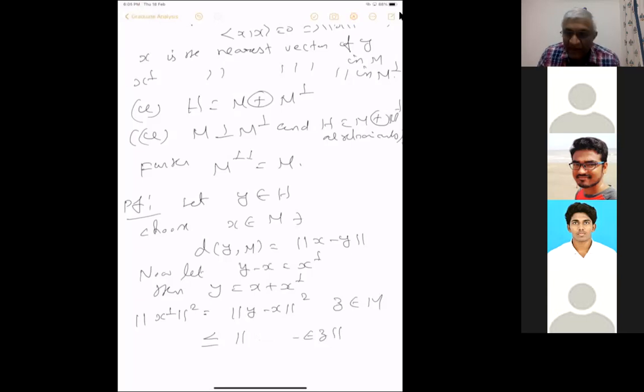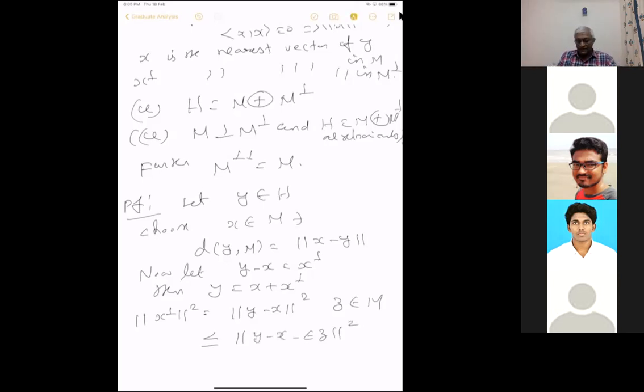And we are decomposing y. We have a y in H. We have chosen an x in M, where the shortest distance is attained. Then we have defined x perp as y minus x. I want to prove that this x perp is actually in M perp. That is, x perp is orthogonal to the whole of M. That's what I want to say. So I take any z.